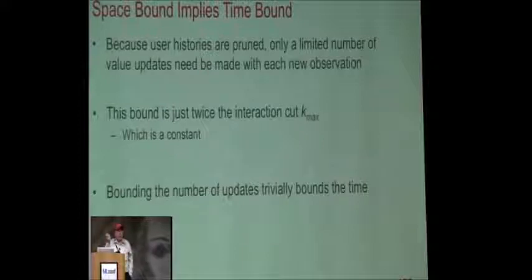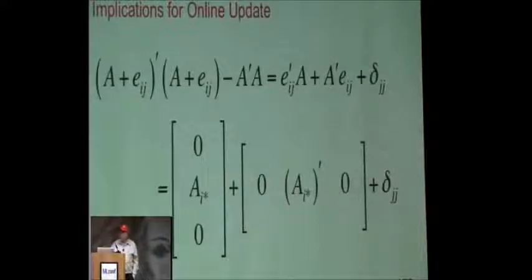Because user histories are pruned, we know that there's a finite size on that. That's twice the interaction cut. If we look at what happens, what we're doing here is adding one interaction between user i and item j, that's A plus e_ij, to this co-occurrence matrix. And then I'm going to subtract away the old co-occurrence matrix. This tells us what changes. If the size of that is bounded and tight, then we win.